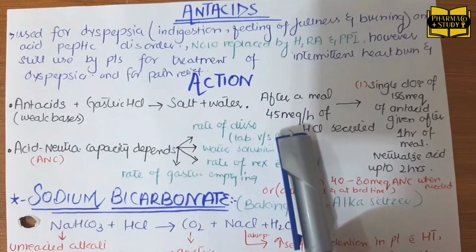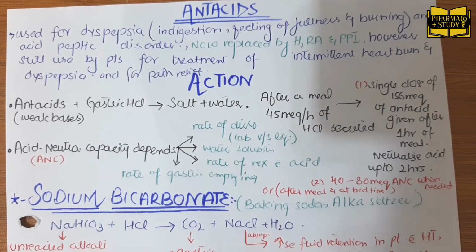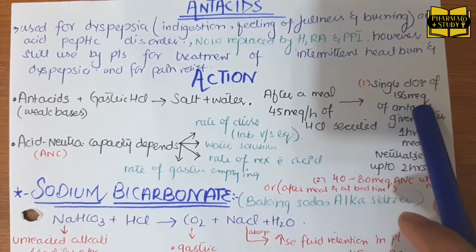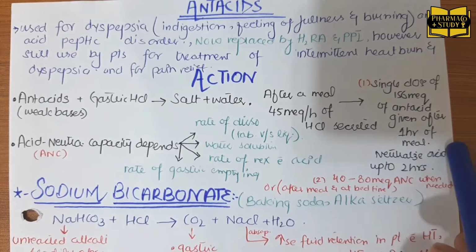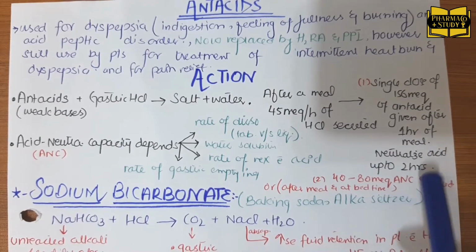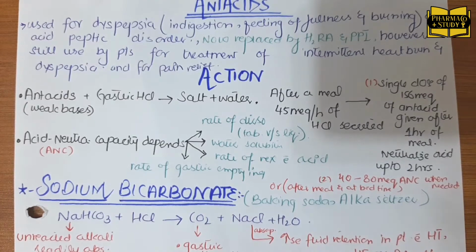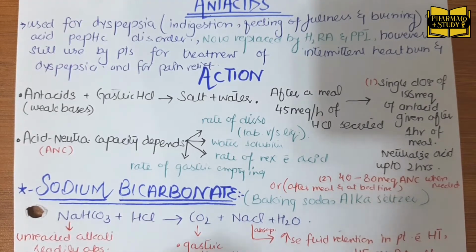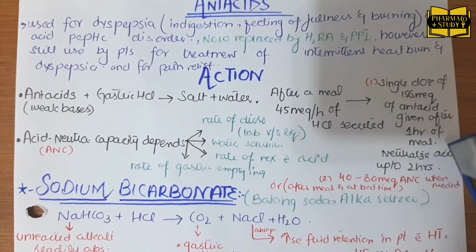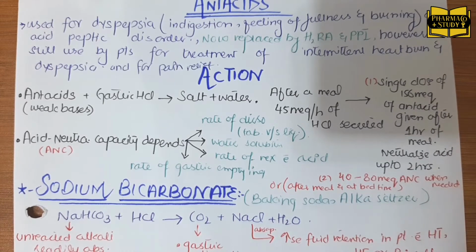After the meal, 45 milliequivalent per hour of HCl is secreted. So a single dose of 156 milliequivalent of antacid given 1 hour after the meal neutralizes the acid up to 2 hours. These values are very important. It is given after 1 hour because when you take food, it takes time to go from the stomach to the small intestine, almost 2 hours. So you give the antacid after 1 hour so that it produces its maximum effect, and it keeps on neutralizing the acid. This is the second most important thing.